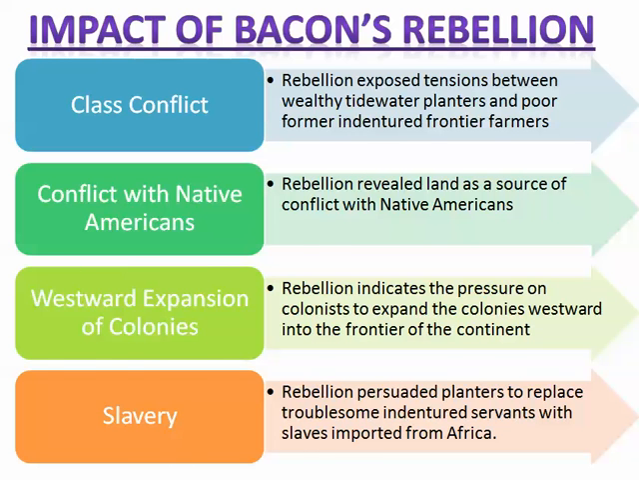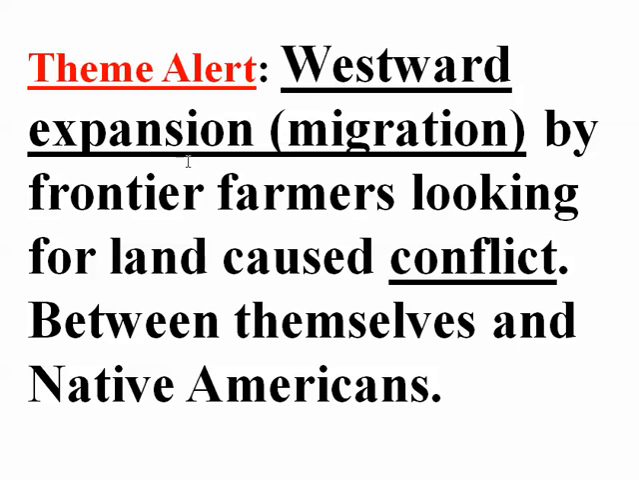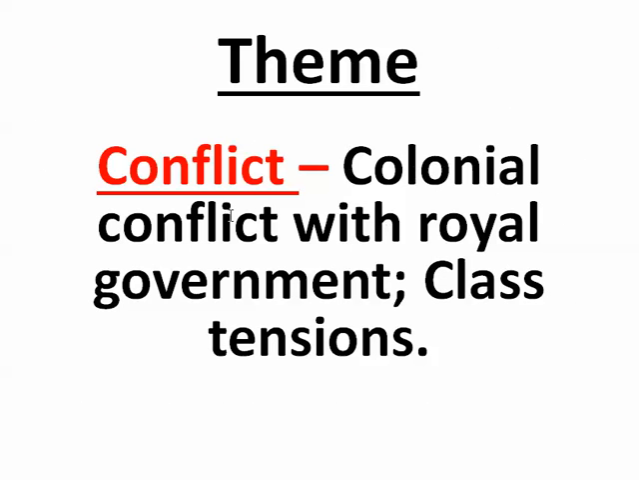What's the theme here? The theme is westward expansion or migration of the colonists into the frontier by frontier farmers looking for land, and that's going to cause a conflict between themselves and Native Americans, and between the wealthy and the not so wealthy, and even between the not so wealthy and the government, the Governor William Berkeley. Colonial conflict with the royal government, class tensions.